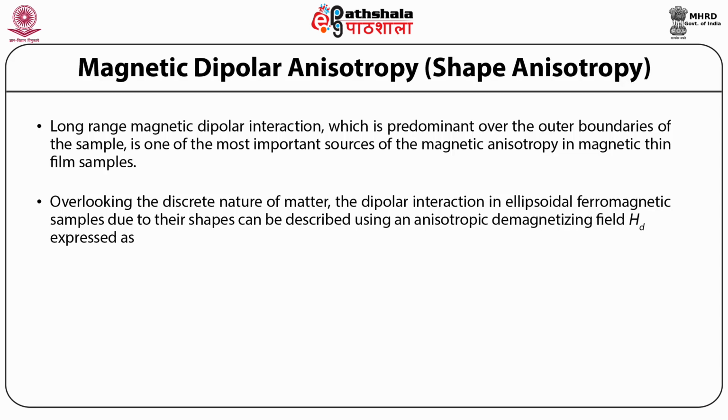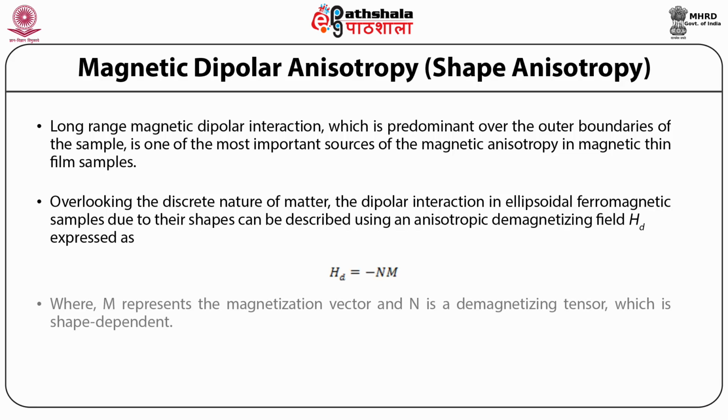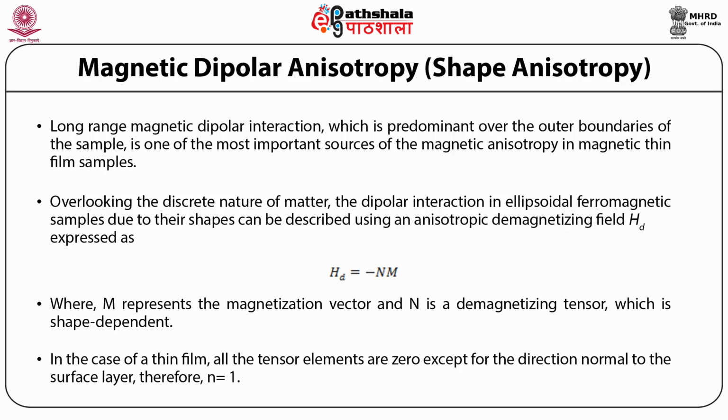Overlooking the discrete nature of matter, the dipolar interaction in ellipsoidal ferromagnetic samples due to their shapes can be described using an anisotropic demagnetizing field, Hd, expressed as Hd is equal to minus N into M, where M represents the magnetization vector and capital N is the demagnetizing tensor, which is shape dependent. In the case of a thin film, all the tensor elements are zero except for the direction normal to the surface layer. Therefore, N perpendicular is equal to 1.